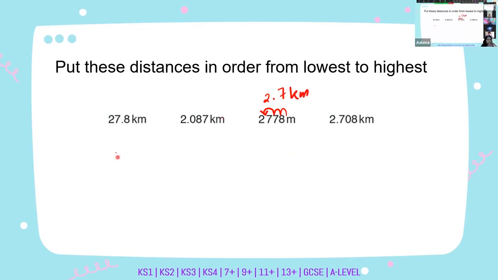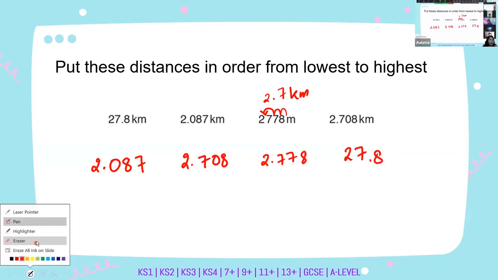So this one is now easy to compare, right? You always start from the first digit. It's 2 everywhere. Then we have a point. Then after the point, we have the first digit as 0. Over here, 7, and then 7. So the first thing I can say is 0 is the least one. So 2.087. Then you would be doing 2.708. Then 2.778. And then finally, in the end, we'll be having 27.8.